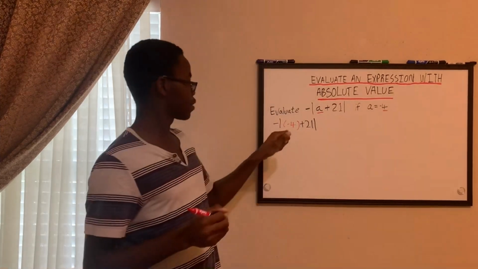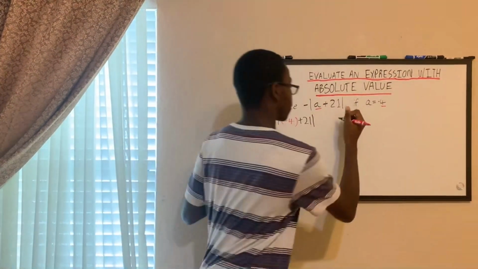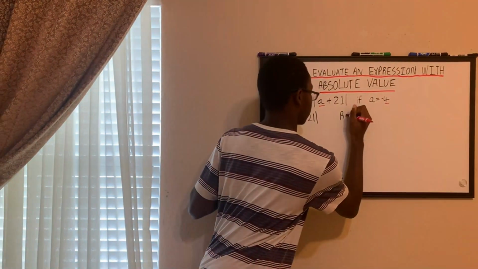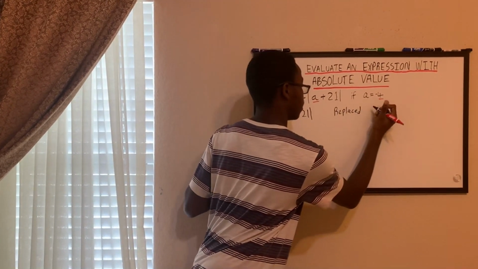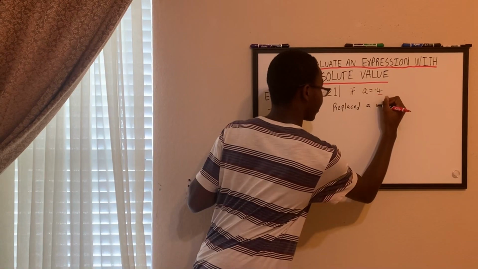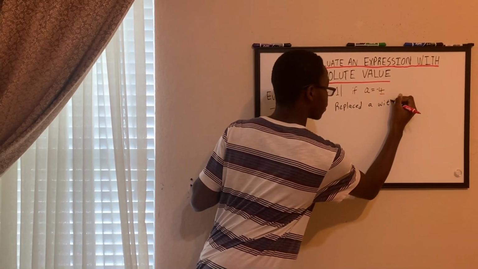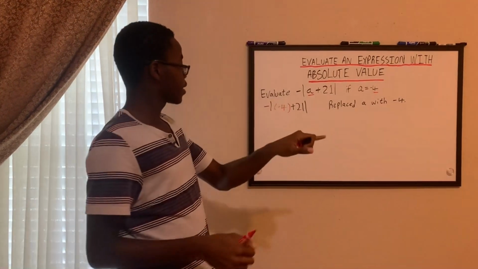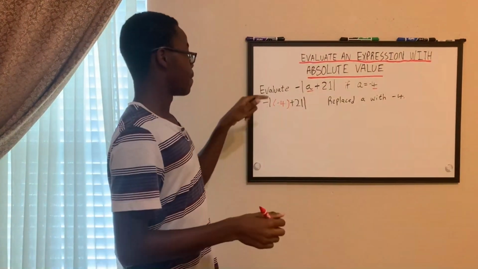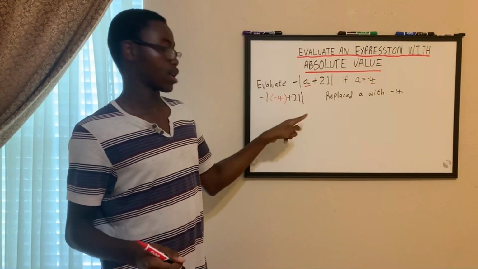And that's the first step. We did that by replacing a with -4. And next up, we're supposed to simplify it further by adding -4 and 21.